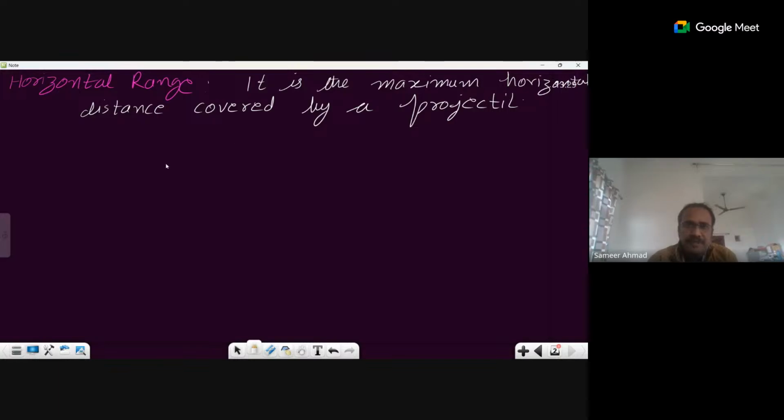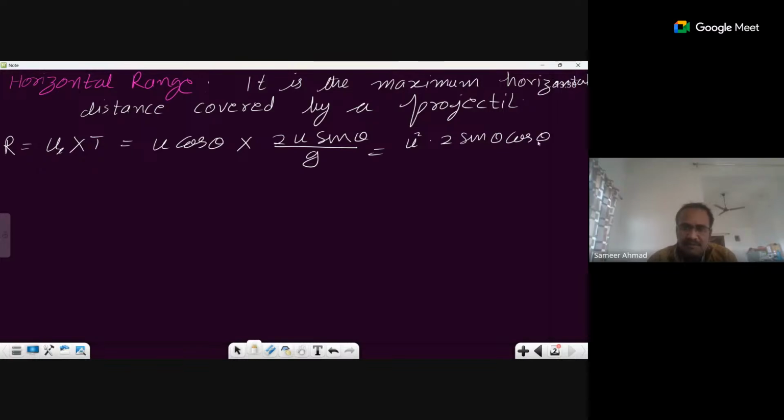Now in the figure, the horizontal distance is OB. So to determine the horizontal range R, we have to take the product of the horizontal component of velocity into time, that is u x into T. What is the horizontal component? u cos theta. Time interval, we have just got the time interval 2 u sine theta upon g. This gives u square into 2 sine theta cos theta upon g. We know the formula of sine 2 theta.